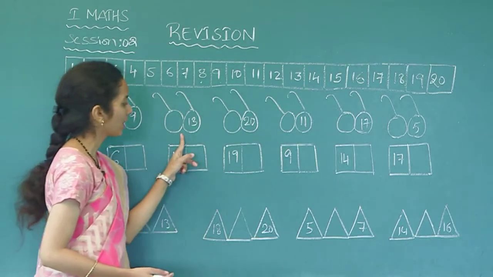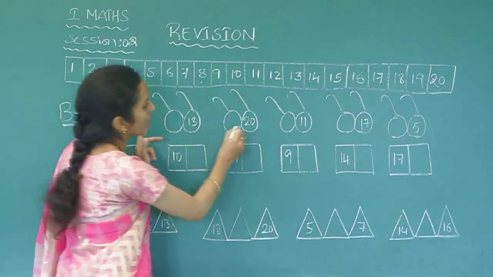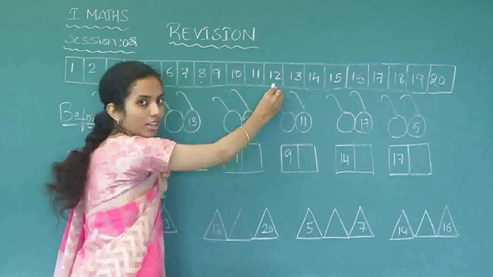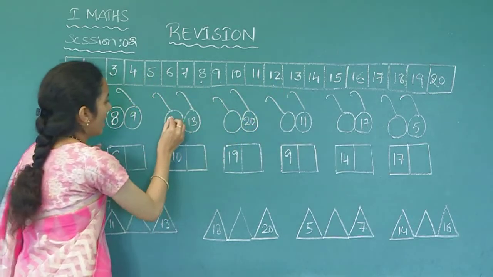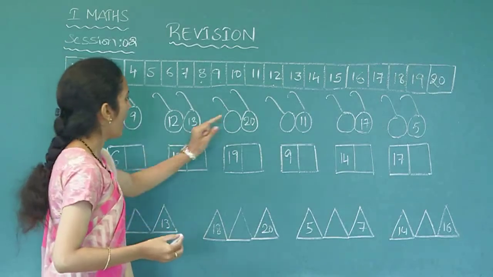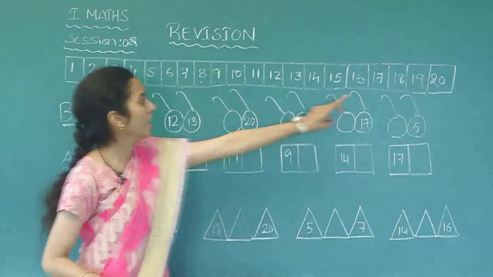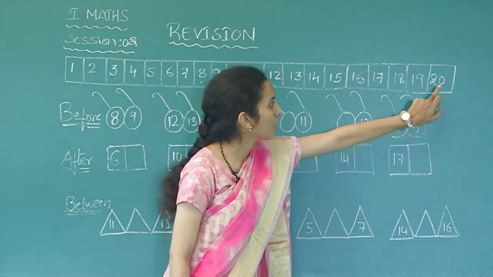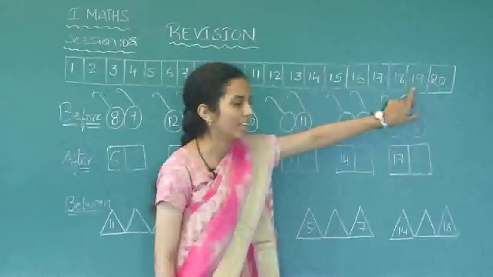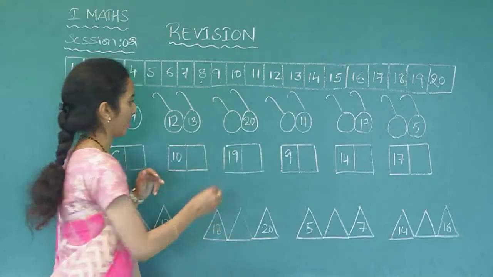And in the second spectacle what is given? 13 is given. Where is 13 in our strip? Here. So, what is before 13? 12. So, let us write 12. And next is 20. Where is 20? 20 is at the last. And before 20 what is there? 19. So, the before number of 20 is 19.